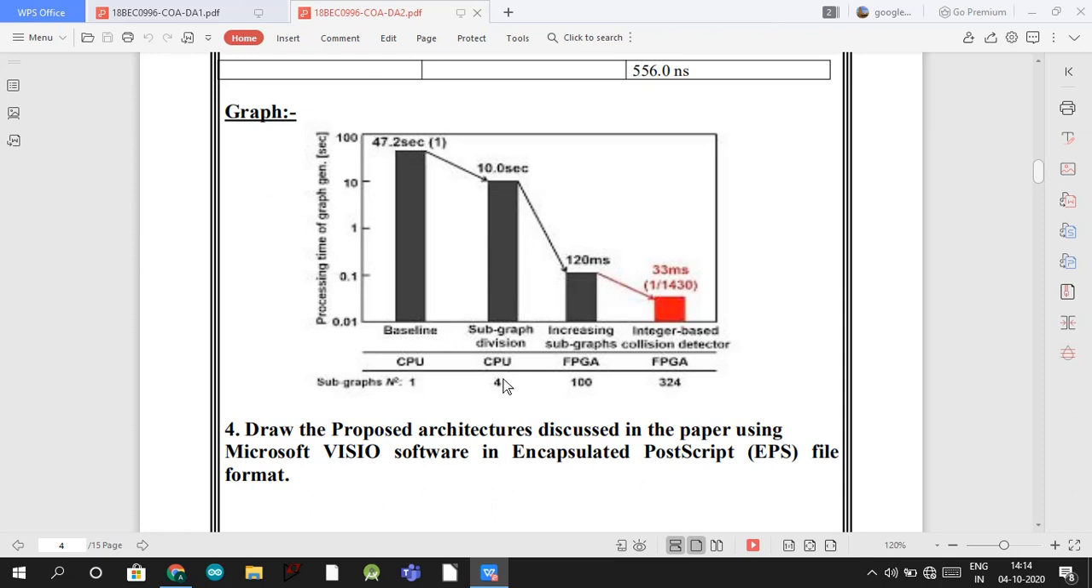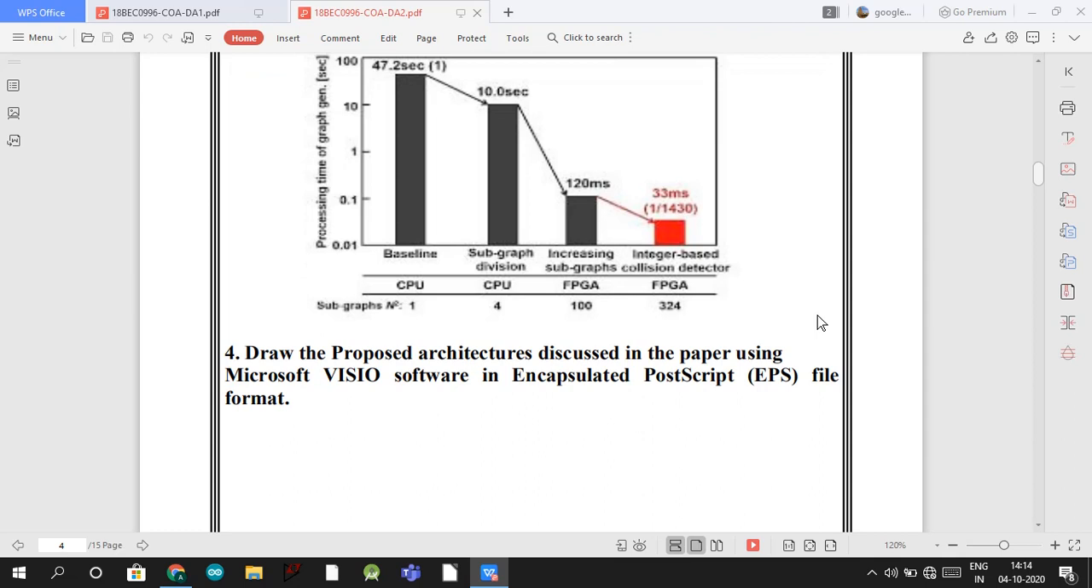For the CPU 4 it takes 10 seconds. For the FPGA 100 it takes 120 milliseconds. For the FPGA 3 to 4 it takes 33 milliseconds. So that's why I may take this FPGA. It takes only the minimum time to process the units, only 33 milliseconds.